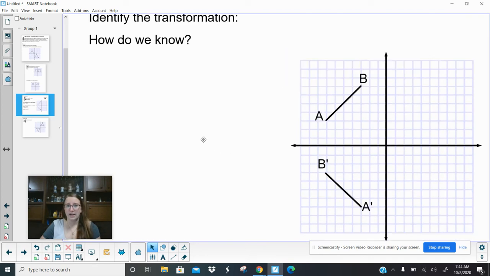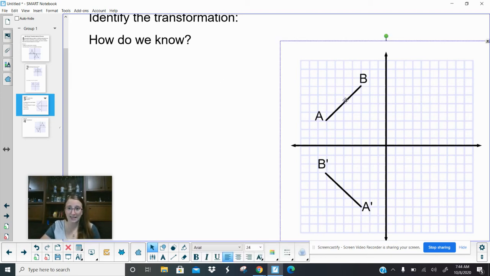Okay, let's look at this one now. So we need to tick off the boxes. Is this a translation? That's always the first one we check. No, definitely not, because a translation keeps the orientation the same. A translation would take this and just slide it around, but it would not change the way it's oriented. This is definitely not a translation. It's not just slid.